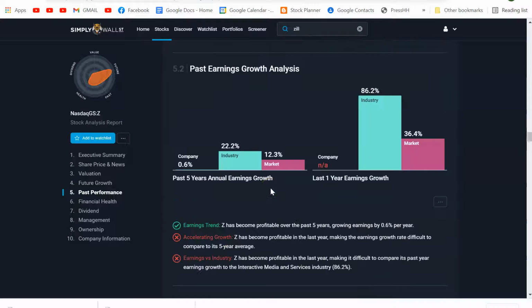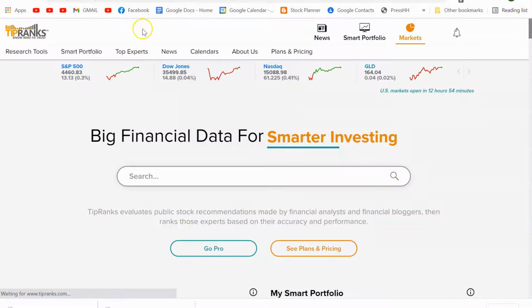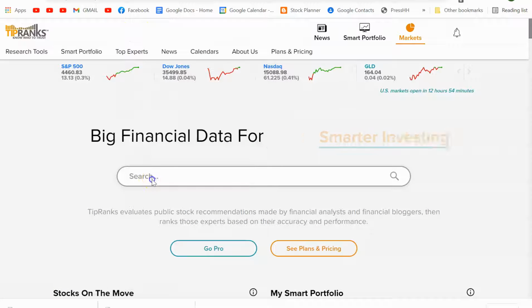And this is past performance. Not much happening, and not much last year. But it has become profitable. Going to a financial tool that I use a lot, TipRanks.